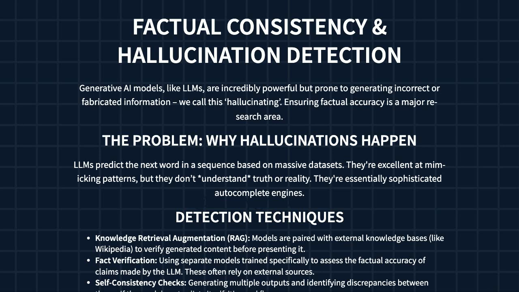Researchers have developed some clever ways to tackle this problem. One popular method is RAG, which essentially gives the model access to a giant encyclopedia to check its work before presenting it. We also see techniques like fact verification using separate models specifically designed to spot inaccuracies. And sometimes, simply changing how we ask the question, what we call prompt engineering, can help guide the model toward more reliable answers. It's an ongoing process of improvement and a really important area of focus in AI development.